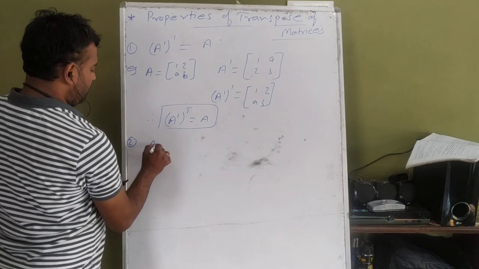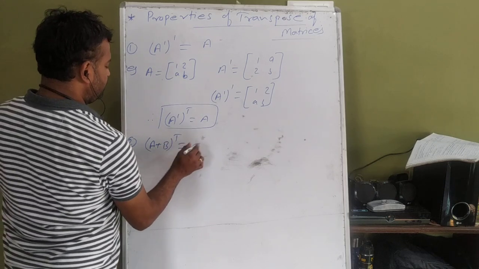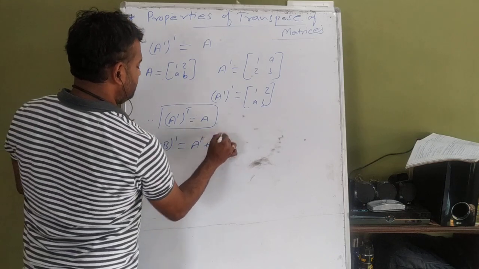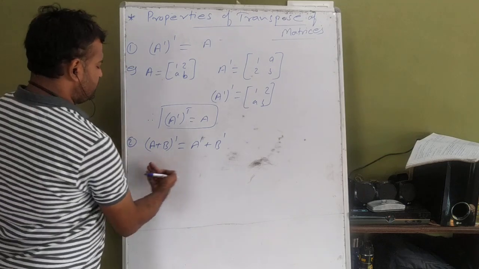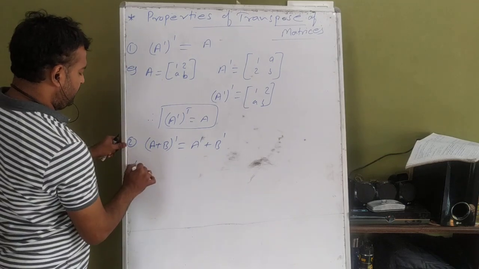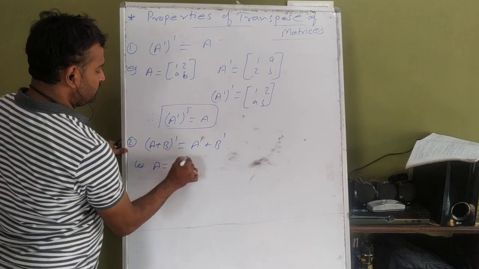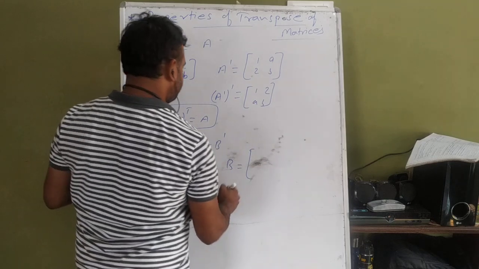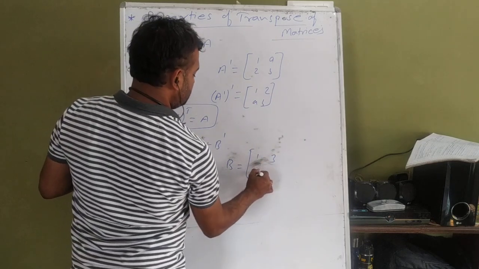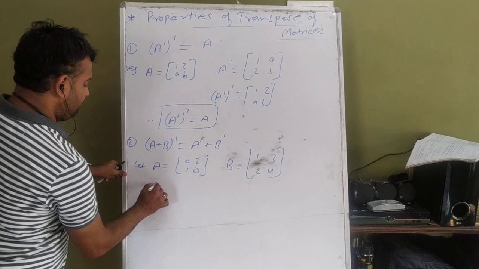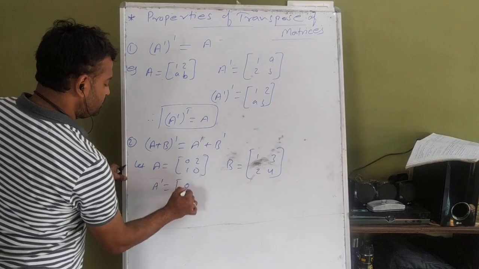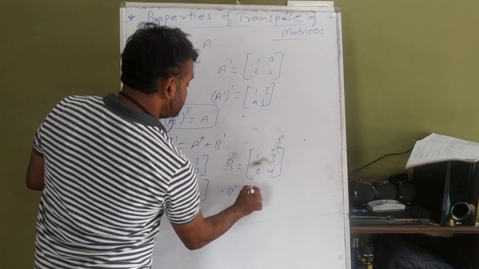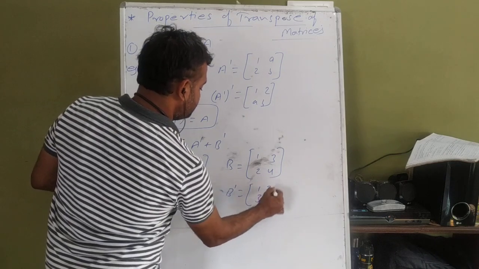Second one, (A plus B) whole transpose can be written as A transpose plus B transpose. This is also very simple. Proof: let A be equal to [0 2; 1 0] and B is equal to [1 3; 2 4]. What will be A transpose here? A transpose will be [0 1; 2 0]. And B transpose will be equal to [1 2; 3 4].